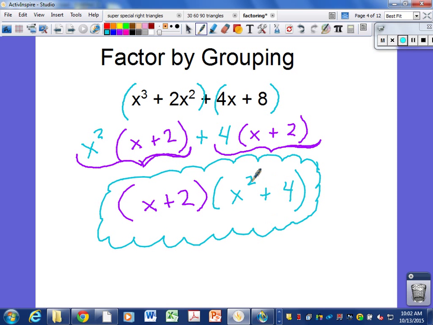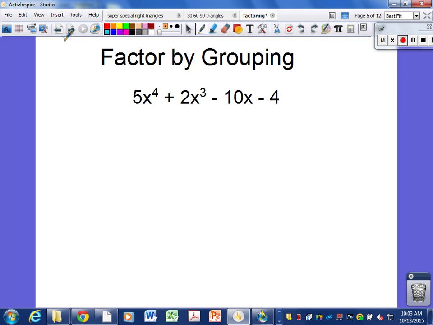Sometimes you do have to check and say, can I factor this little x squared term more? Maybe yes, maybe no. In this case, no. So this is your factorization. Most of the time, when you're factoring by grouping, this is what you're trying to get: something in parentheses here and the same parentheses there. We factor out the common part, just like we factored out an x squared in common here and a 4 in common here. Both of these have an x plus 2 as a common multiplier.